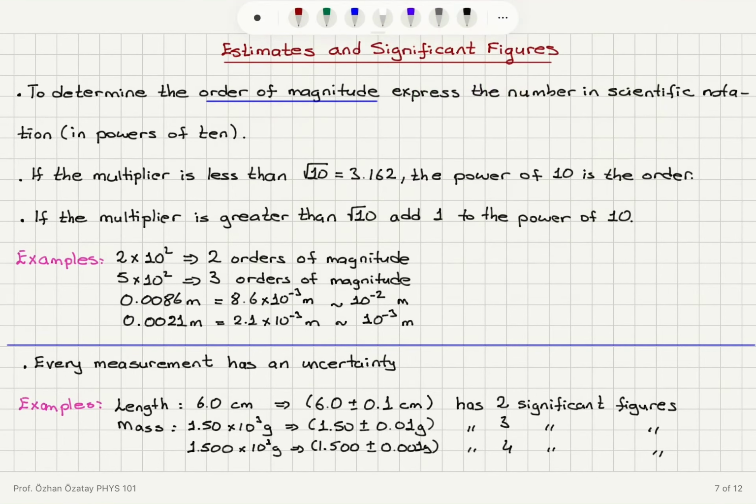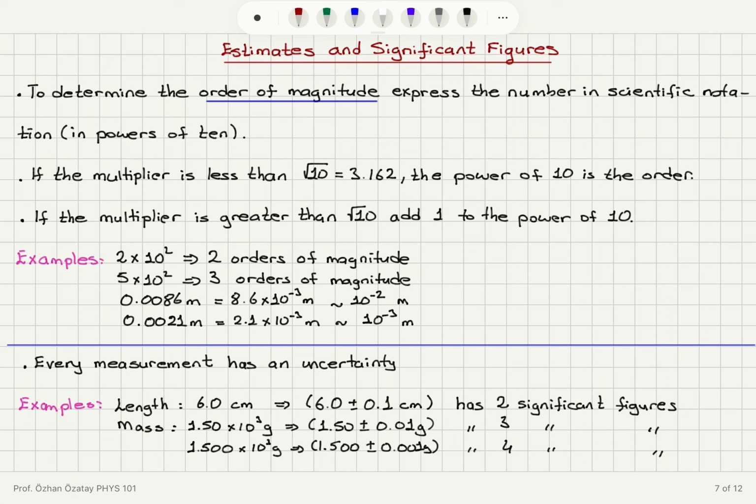Last time we talked about fundamental and derived physical quantities, and now we will consider how to express the results of measurements of these quantities. The first figure of merit we talk about is the order of magnitude. So how do we determine the order of magnitude for a physical quantity? Well, the first thing we have to do is express the number in scientific notation. So this is in powers of 10.